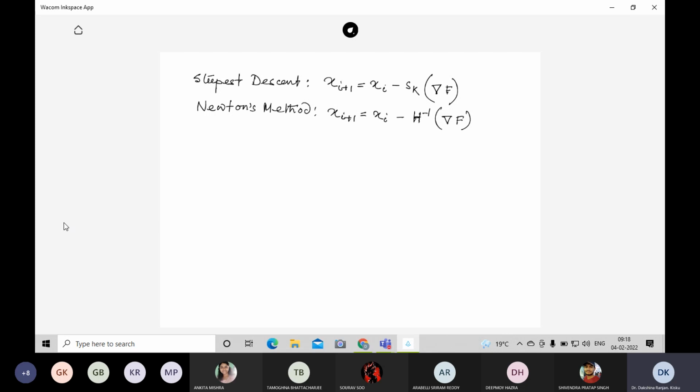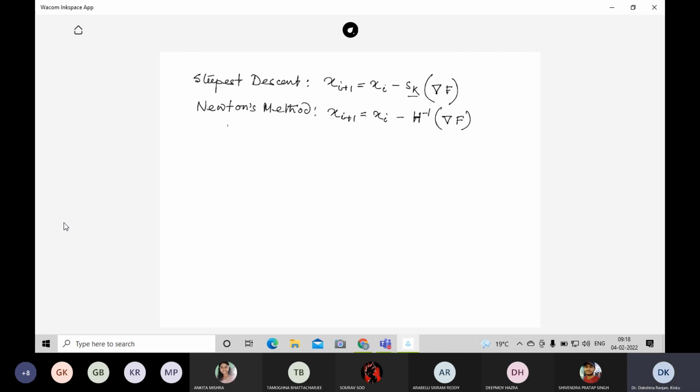The Hessian matrix is used in Newton's method, and the Jacobian is used in steepest descent. The Jacobian is derived from the first order derivative, and when we take the second order derivative, we obtain the Hessian matrix.